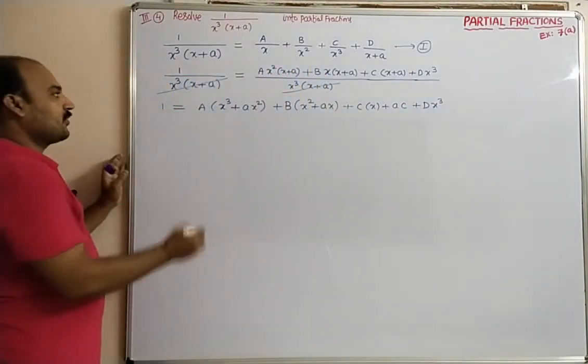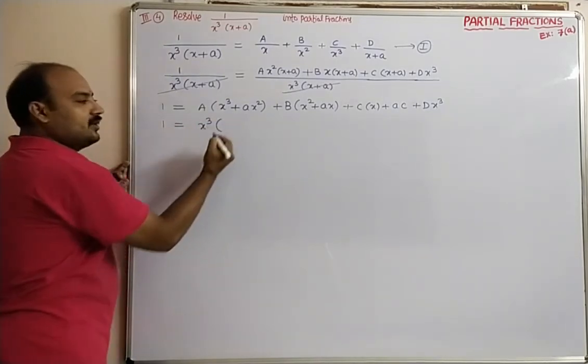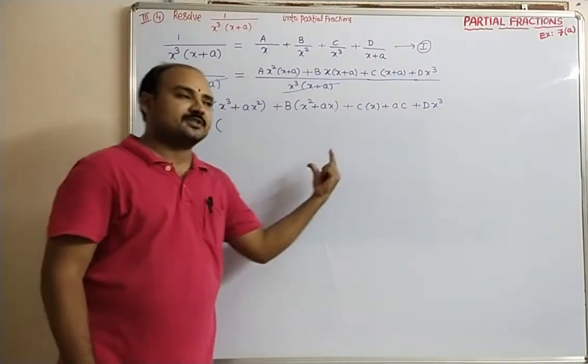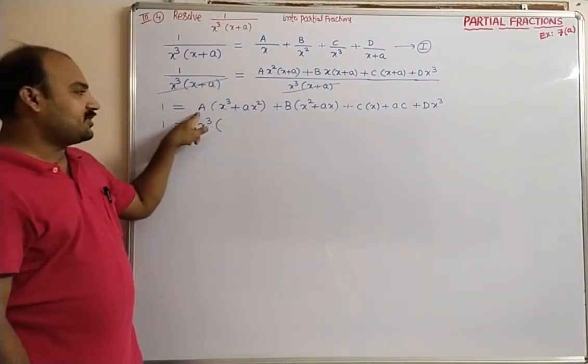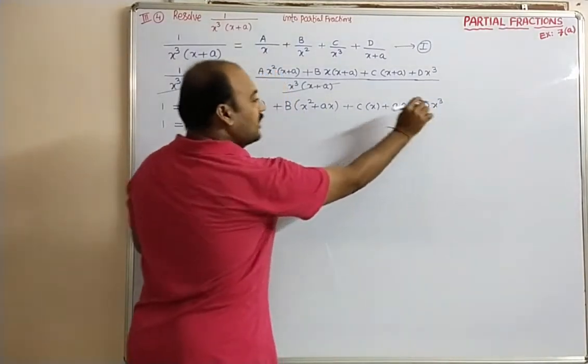Now, 1 equal to, first from the RHS, wherever x cube terms are there, first find them and write their coefficients. X cube here, the coefficient is a. Here there is no x cube term, here it will be there, a plus d.